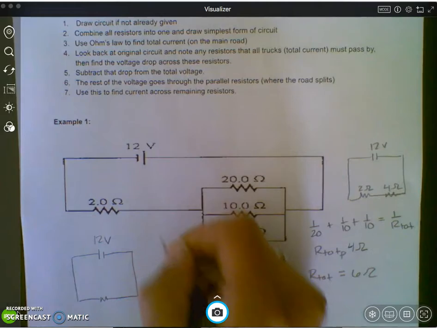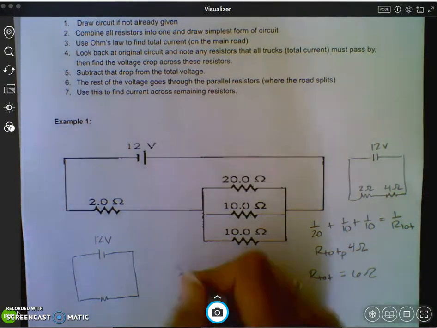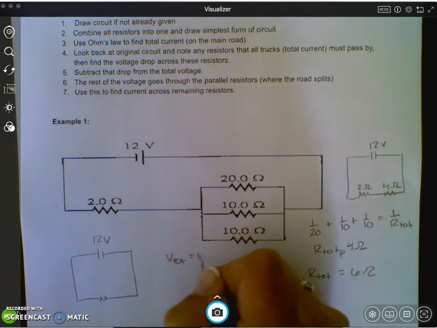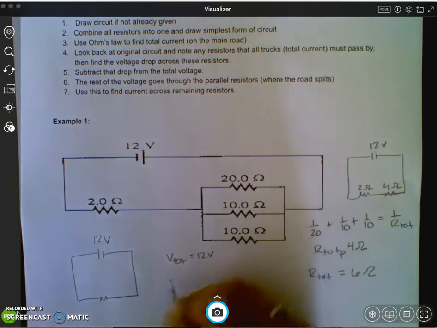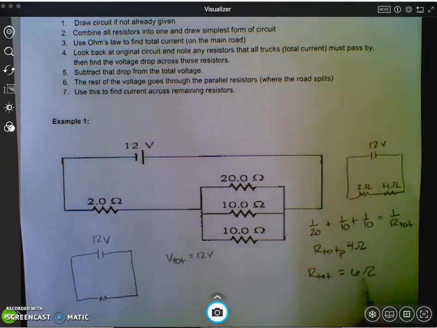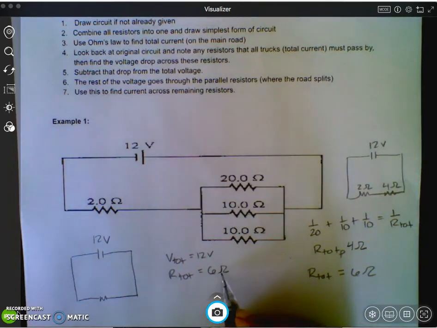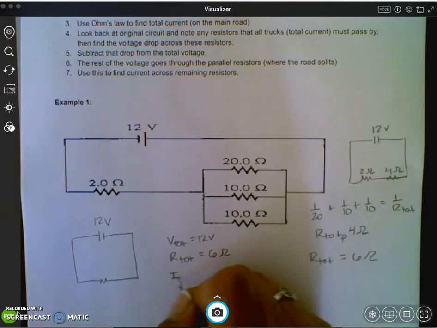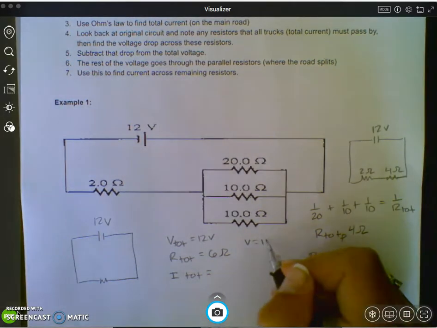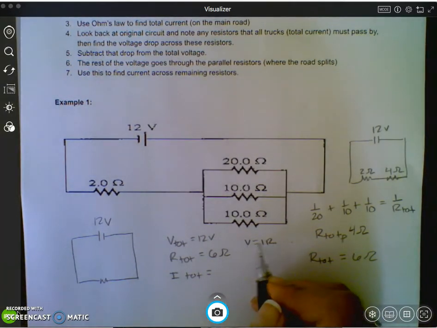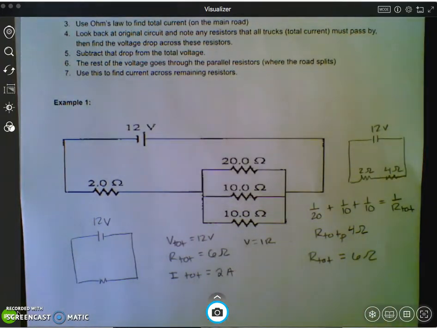Okay, and so we want to put our totals. It says use Ohm's law to find total current on the main road. Right now we know our total voltage is 12 because that's what's coming out of the factory. That's the number of cookies in each truck, remember? We have our total resistance, which is 6 ohms for the whole circuit, and we need that in order to find the total current on the main road. To do that, we use V equals IR. So it'd be 12 equals I times 6, and if you do the math, I is 2 amps. That's our I total.